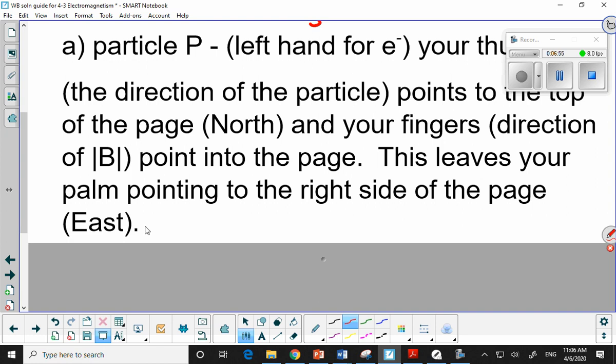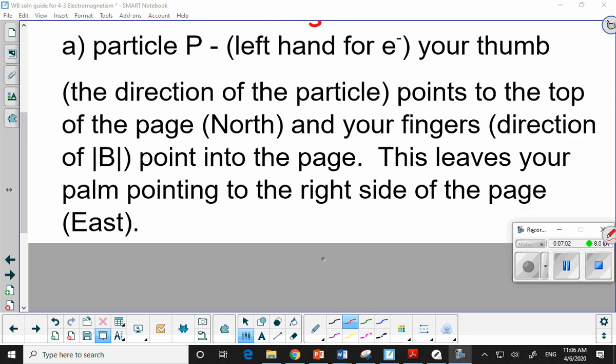So particle P, left hand for electrons. Your thumb, the direction of the particle, points to the top of the page, which is north, and your fingers, direction of B, magnetic field, point into the page. So when you hold your hand looking at that, this leaves your palm pointing towards the east side of the page. So take a few minutes, hit pause, and copy that down.